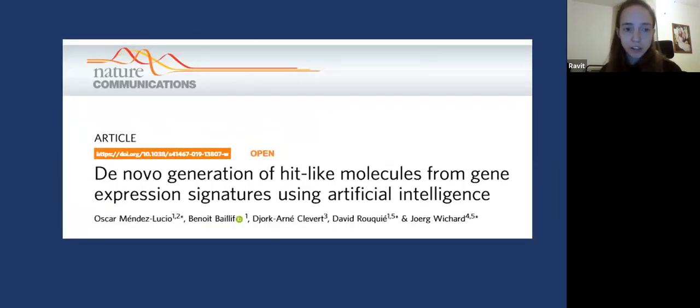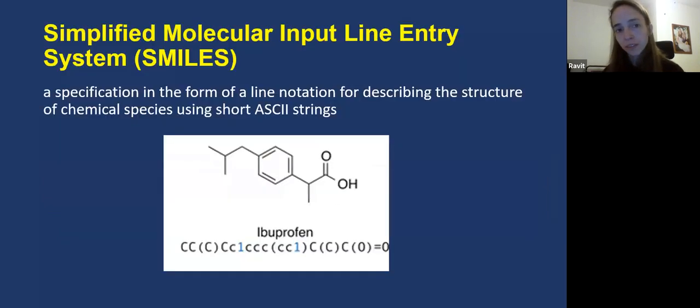In this publication in Nature, they implemented GANs for generating hit-like molecules from gene expression signatures. Before I go deep into this article, some of you may not be familiar with the biochemical terms, so I will talk about them a little bit.